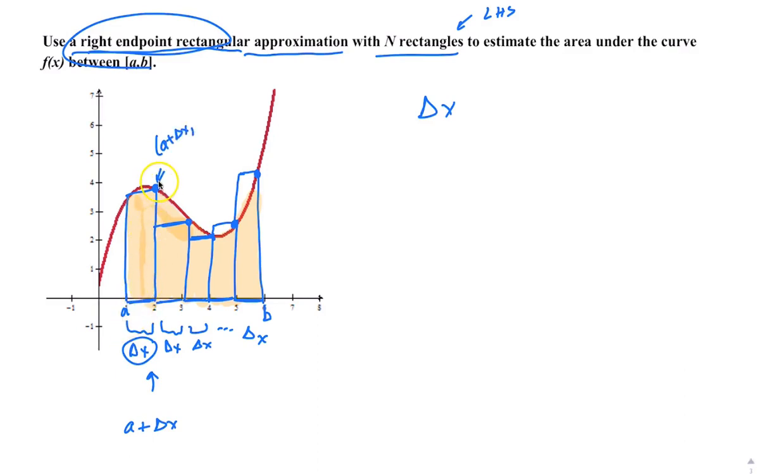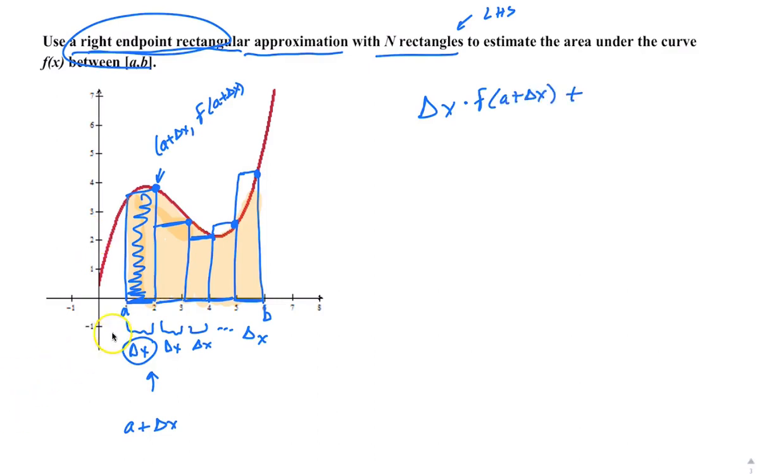And then remember how to find the y value? You plug it into the formula. I don't really have a formula, so it's going to be f of a plus delta x. So this little rectangle right there is going to be delta x, my width, times my height, which is f of a plus delta x.